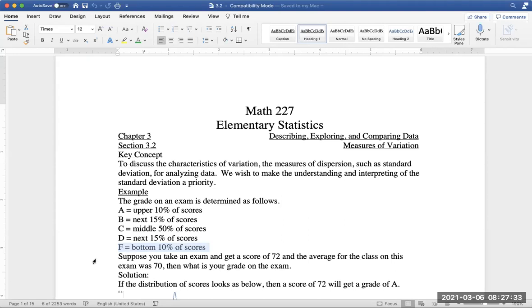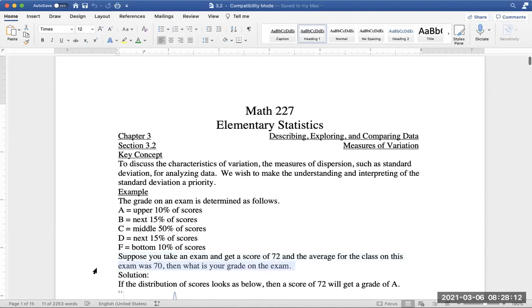So suppose, now this is actually a very common way of curving scores. So when people curve scores, it's usually looking something like that. This is very common. So suppose you take an exam and you get a score of 72 on the exam. So 72% on the exam. And the average for the class on this exam was 70.